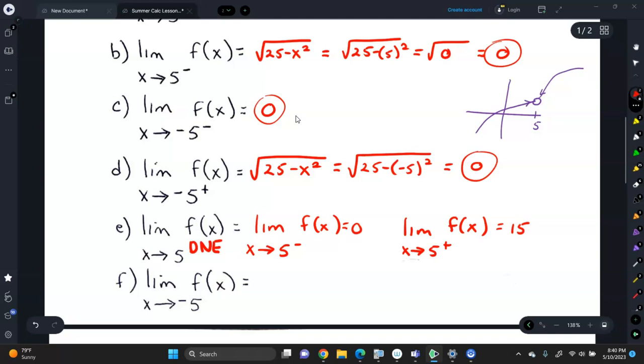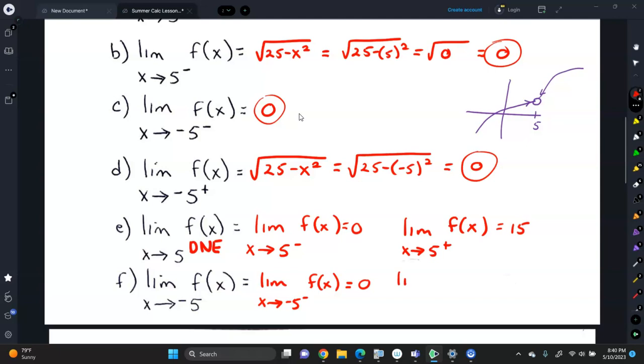Okay, now the next one, we're going to do the same thing. We're going to look at the limit as x approaches negative 5 from the left, right? So the limit as x approaches negative 5 from the left equals 0. We did that in part C. And then the limit as x approaches negative 5 from the right, we did that in part D. That equals 0. They're both the same. Therefore, the limit does exist and it equals 0.